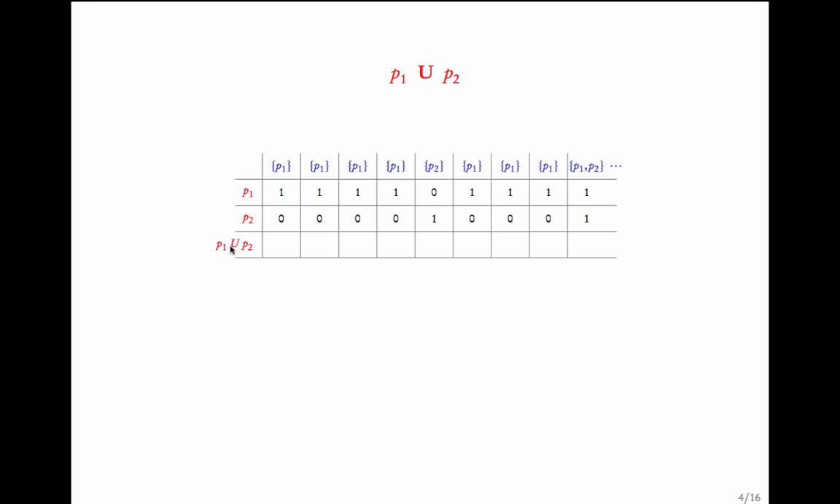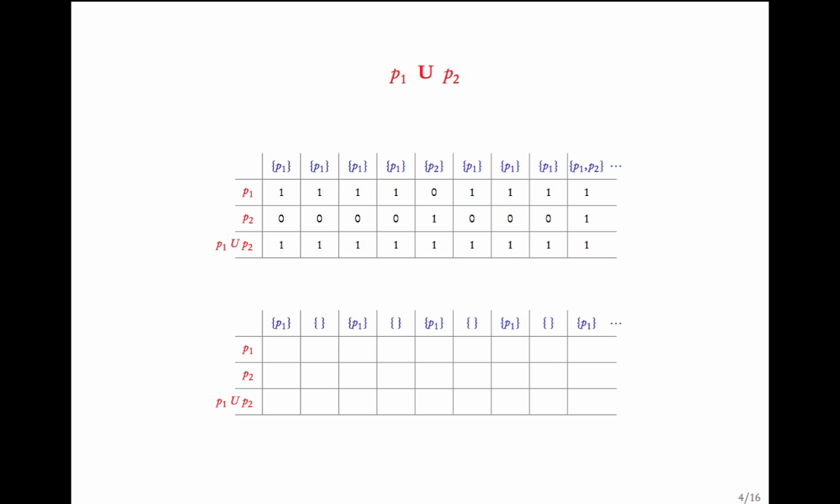What about P1 until P2? Look at this position. At this position is P1 until P2 true? P1 is true till P2 becomes true. So at this position it is true. Similarly, here also it is true. Here, here and here it is true. Similarly, at this position, P1 until P2 is true. So all over the place, P1 until P2 is true till this position. We have not considered the rest of the word.